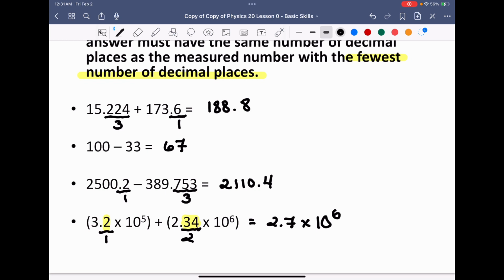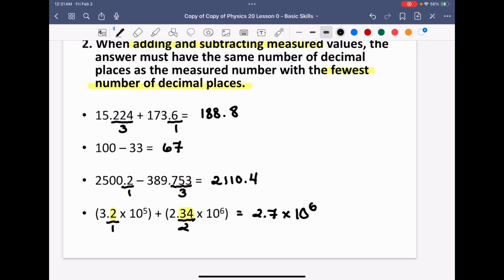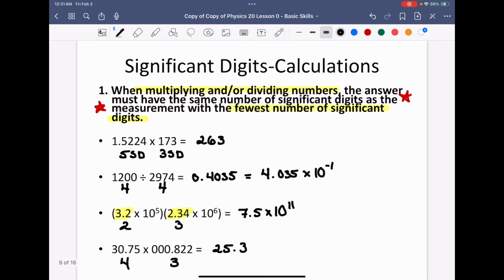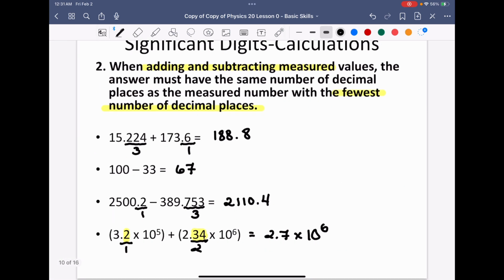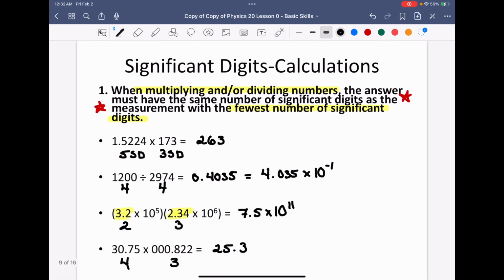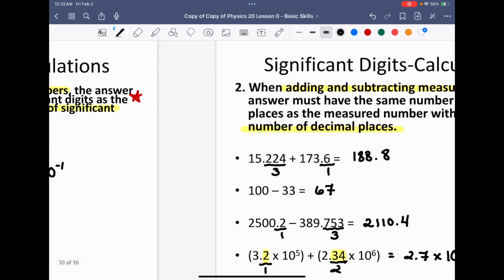Now, when I look at this slide versus the last slide, this is the rule we're going to be dealing with. So I really want you to key in on the multiplication and division rule, where we take the fewest number of significant digits and that determines the answer, rather than thinking in terms of decimal places. You may be asked to do this within the practice problems, but the first rule, the one on the last slide, is more important.